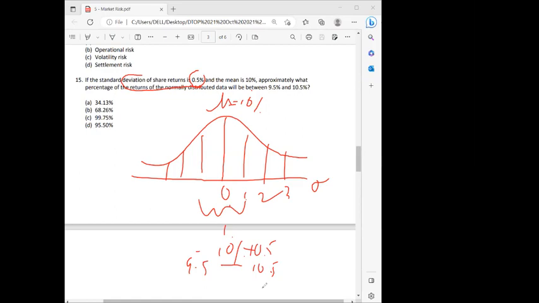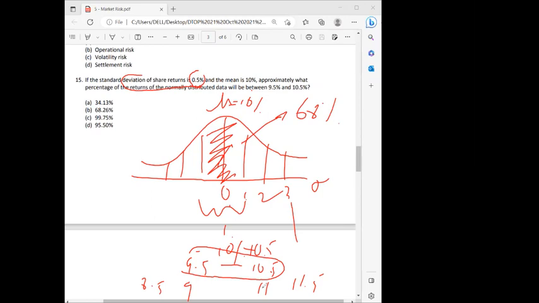Standard deviation 2 range, 10% plus 0.5 times 2. That means 11%, here 9%. Standard deviation 3 range, 11.5%, here 8.5%. That is the range. So standard deviation 1 range is 9.5 and 10.5. That is this area. Between 9.5 and 10.5, we know generally 68% is there.